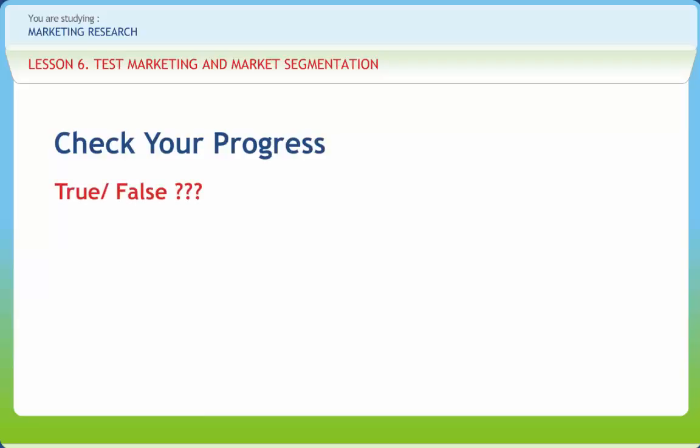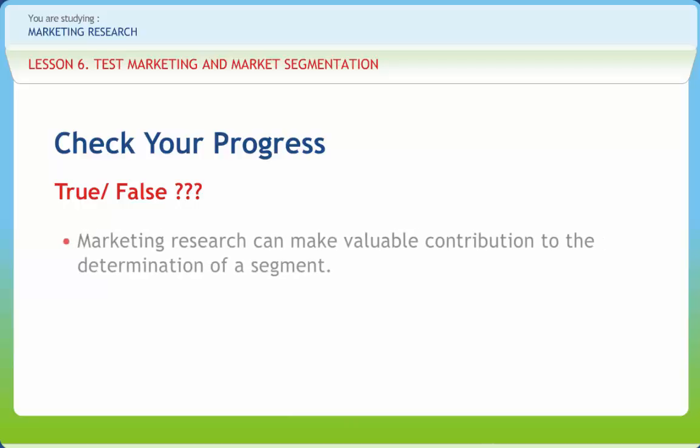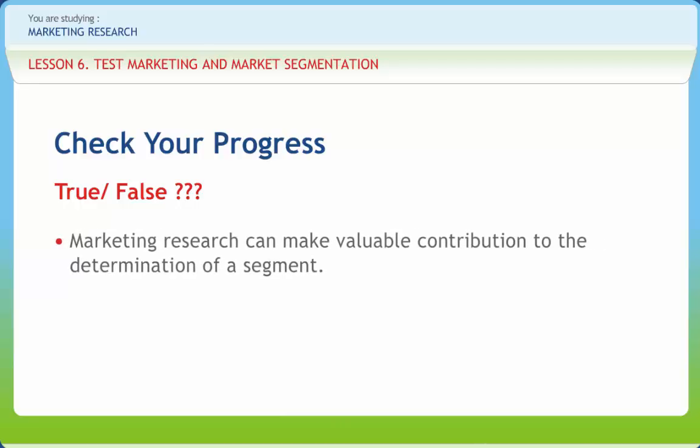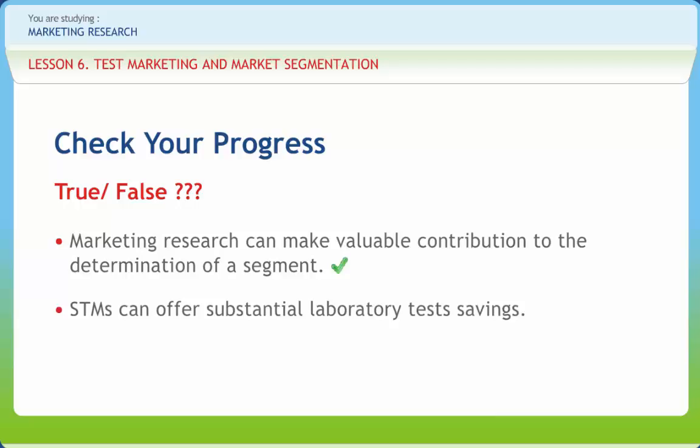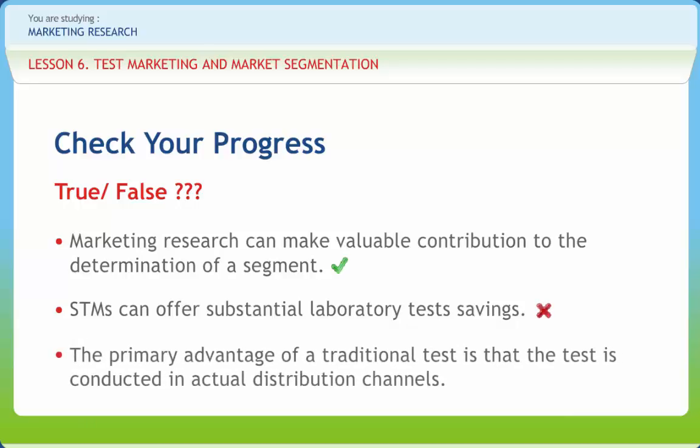Now let's see how much you have learned till now. State whether the following statements are true or false. Marketing research can make a valuable contribution to the determination of a segment. True. STMs can offer substantial laboratory test savings. False. The primary advantage of a traditional test is that the test is conducted in actual distribution channels. True.